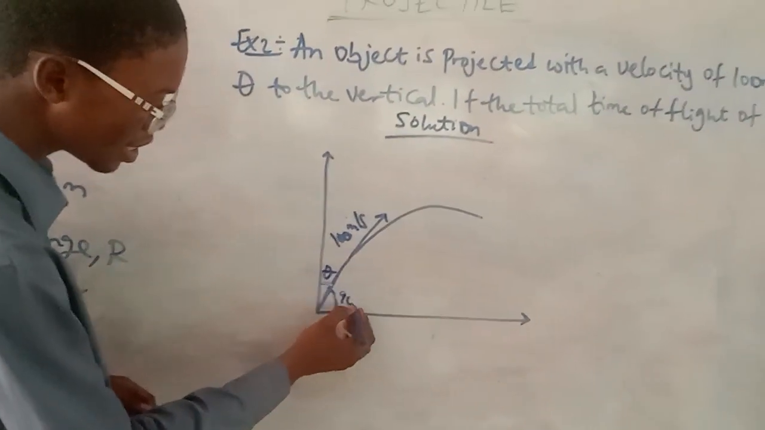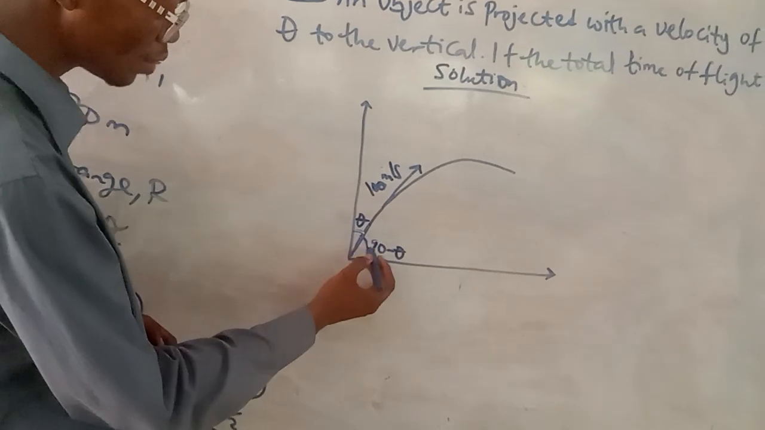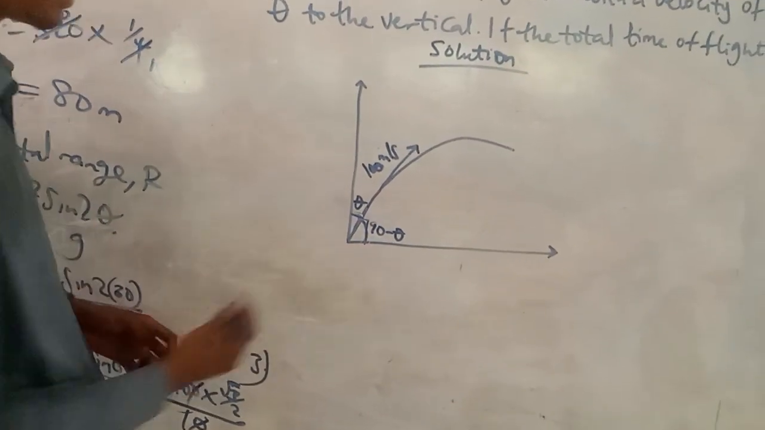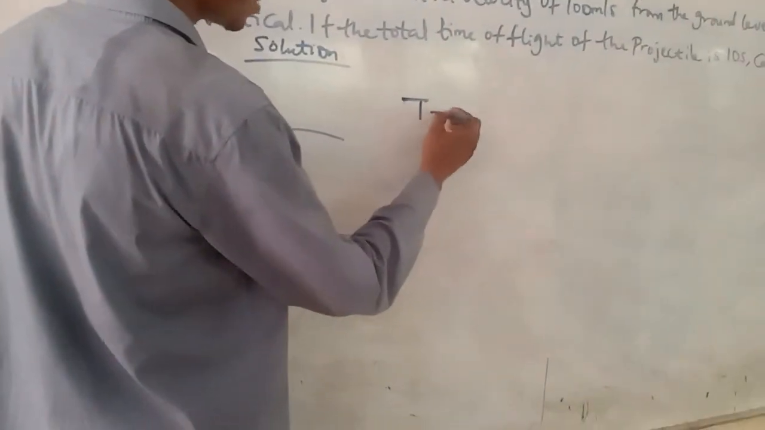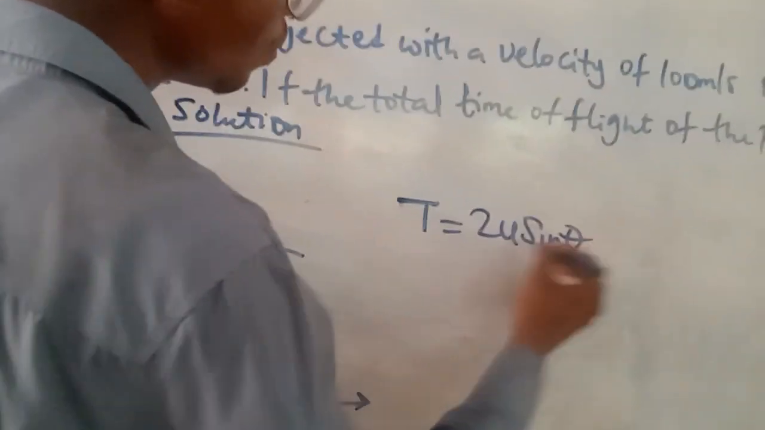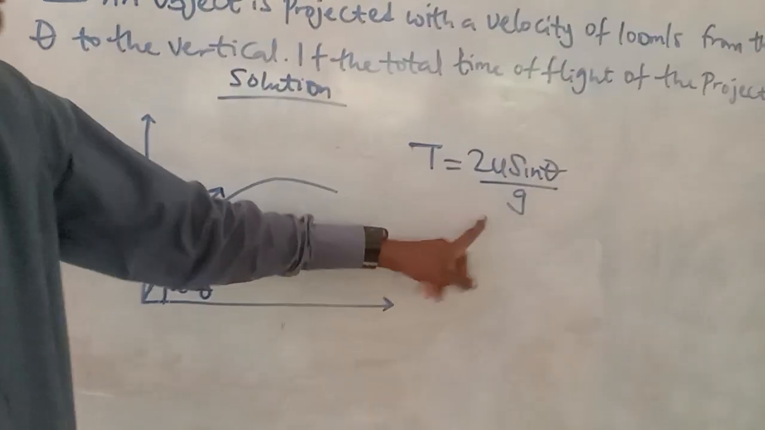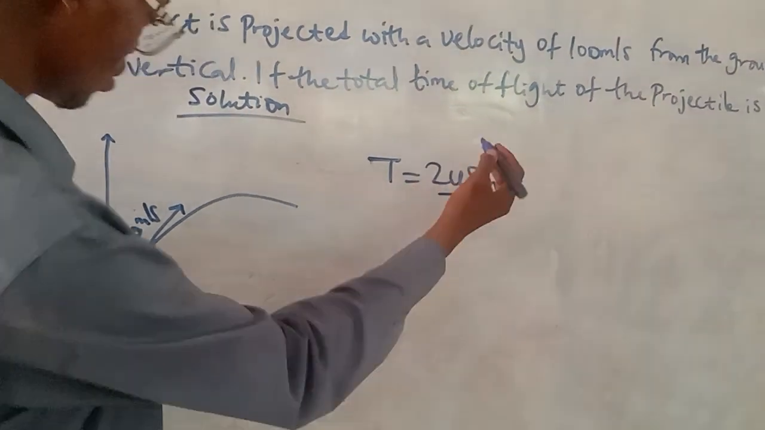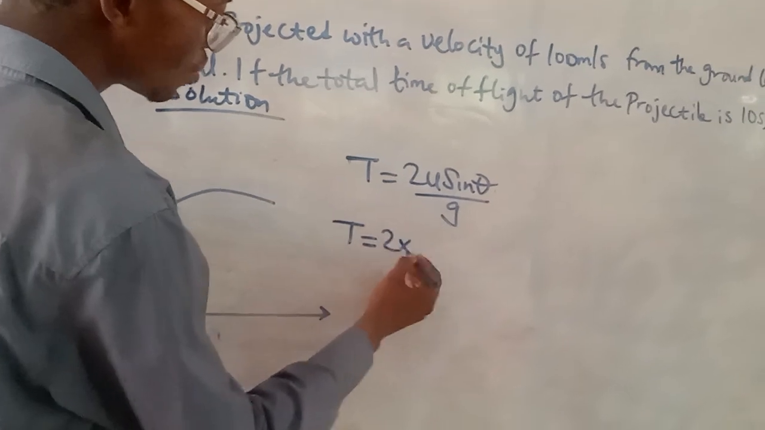Now to the vertical, this is the horizontal, while this is the vertical, right? So this side will be theta, right? This is the vertical, right? So this is where we are asked to find. Are you getting me? So if this side is theta, this side is 90 minus theta. Why? Because we are having a right angle here, right? So this side will be 90 minus theta. This side will be theta.